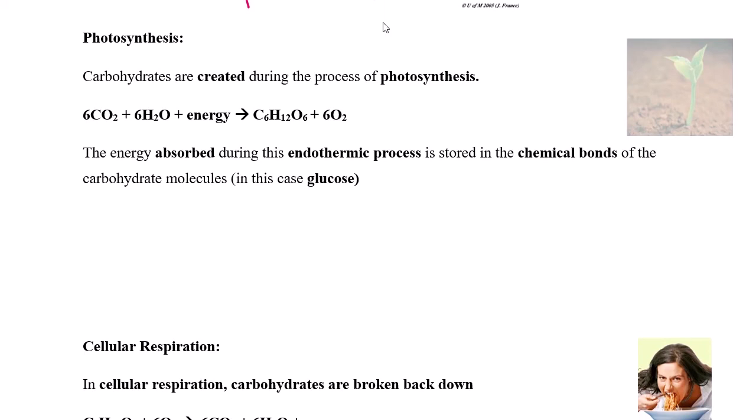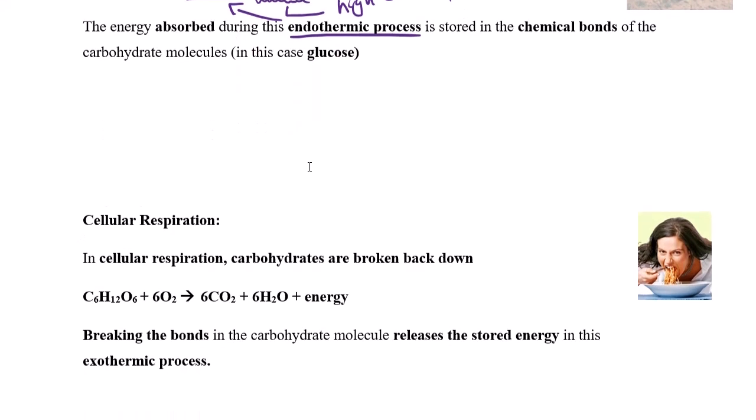Then in the process of photosynthesis, as we said, we're storing light energy in the chemical bonds of these glucose molecules. And so this is a high energy molecule. And this is an endothermic process because we have energy as a reactant. Energy is going into this, and that energy is being stored in these chemical bonds. So this is an endothermic reaction.